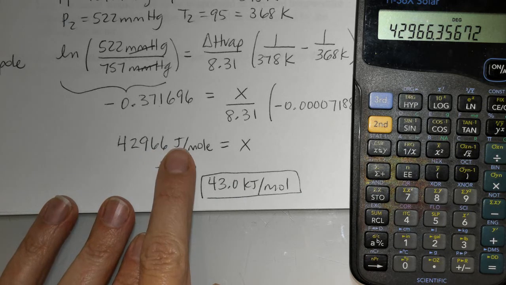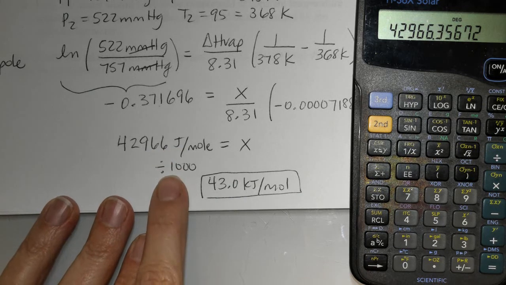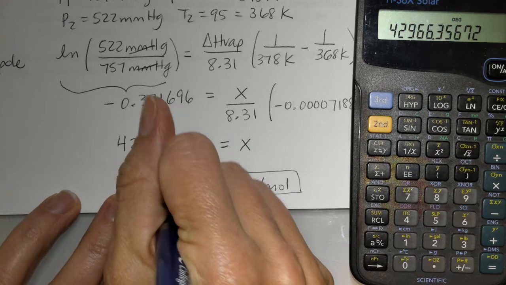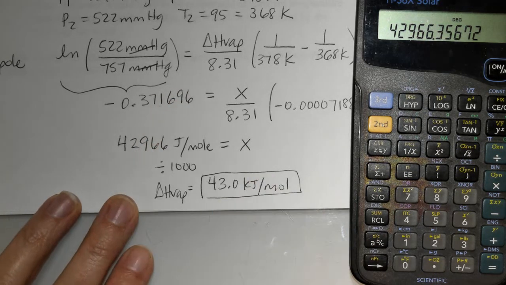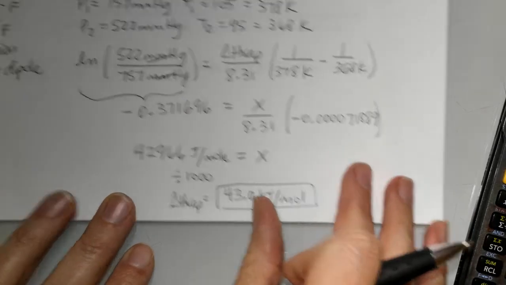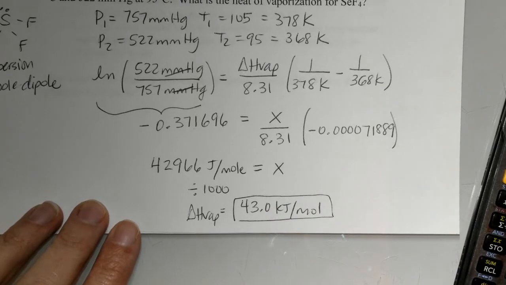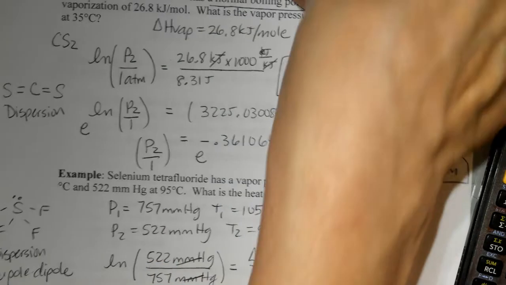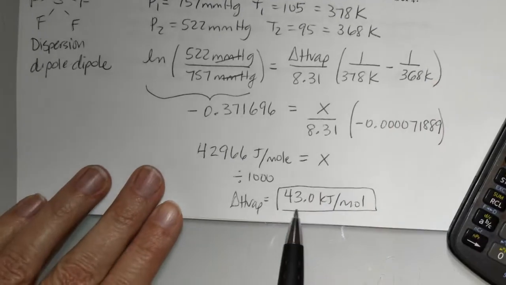But that's in joules. Heats of vaporization are typically in kilojoules. So if I divide that by 1,000, I get my heat of vaporization as 43.0 kilojoules per mole. So if I compare that just really quick to the carbon disulfide that we had earlier, carbon disulfide heat of vaporization was 26.8. This one is 43, right?